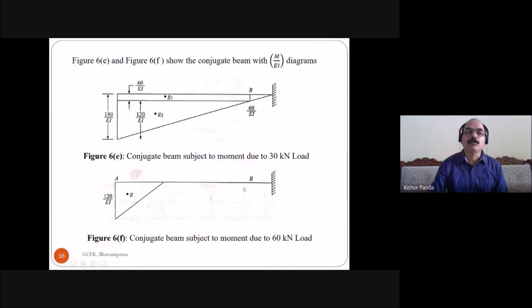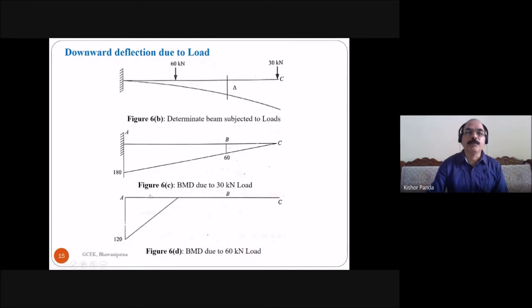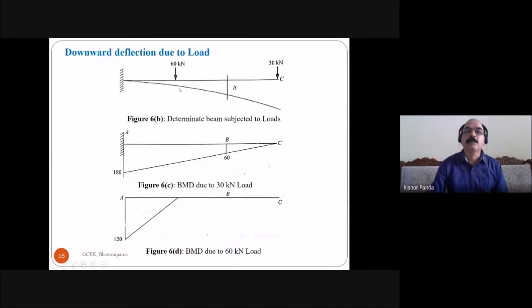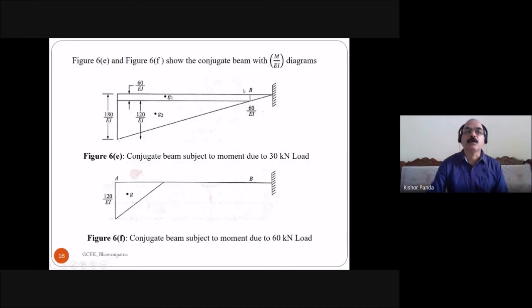Similarly, draw it for the 60 kilonewton load. What is the conjugate beam? Here this end is fixed and this end is free, and this is the bending moment diagram. The M by EI diagram is the loading for the conjugate beam. The bending moment 120 becomes 120 by EI. This is the real cantilever beam, and this is your conjugate beam.